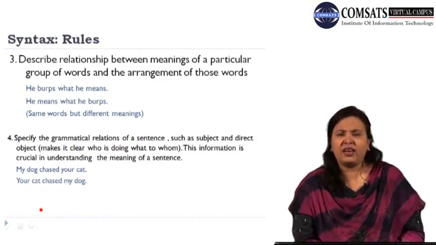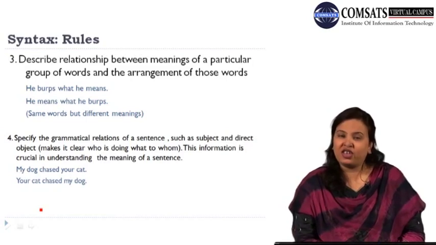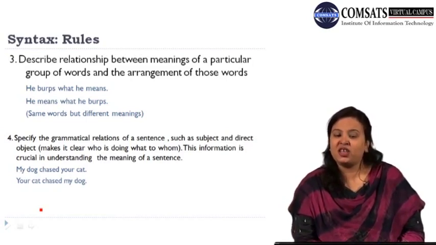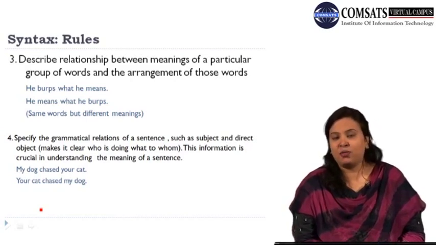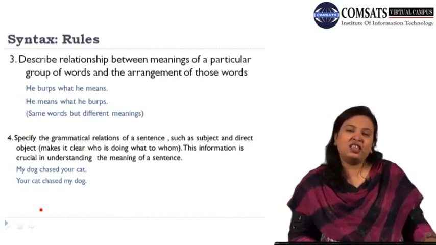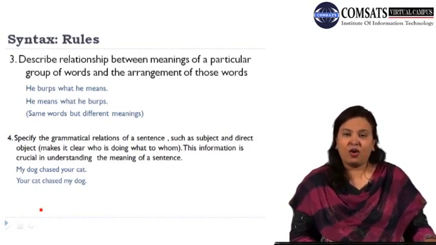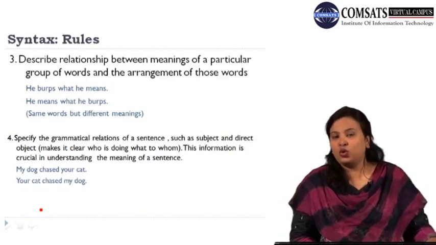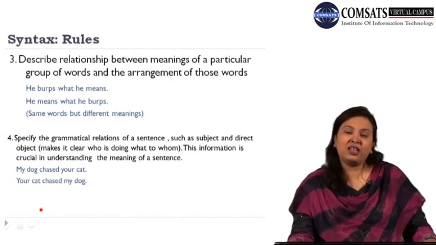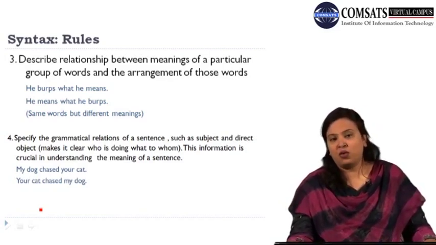For example, "My dog chased your cat." Here my dog is the doer of that action, and the victim of the action is your cat. But look at the second sentence, "Your cat chased my dog." By changing the subject and object position, the situation is totally changed. Now the victim is my dog and the doer of the action is your cat. So this knowledge helps us to understand the meaning of a sentence.